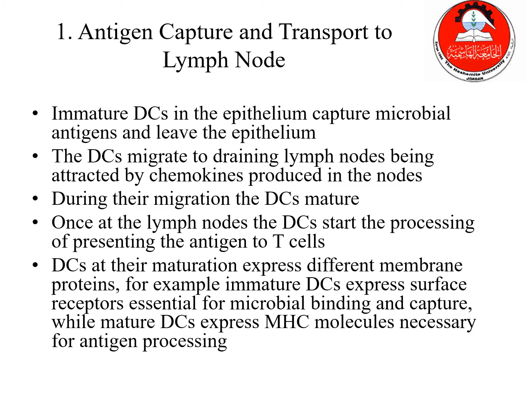Dendritic cells at their maturation express different membrane proteins. For example, immature dendritic cells express surface receptors essential for microbial binding and capture, while mature dendritic cells express MHC molecules necessary for antigen processing.